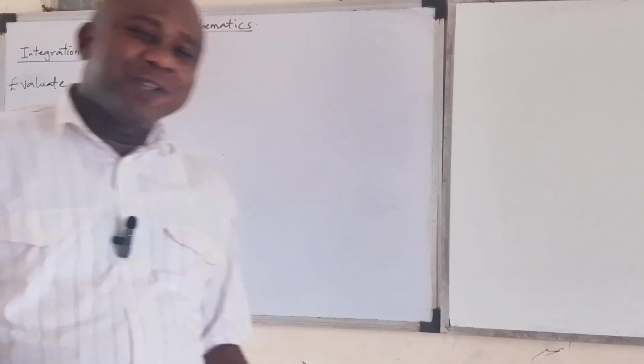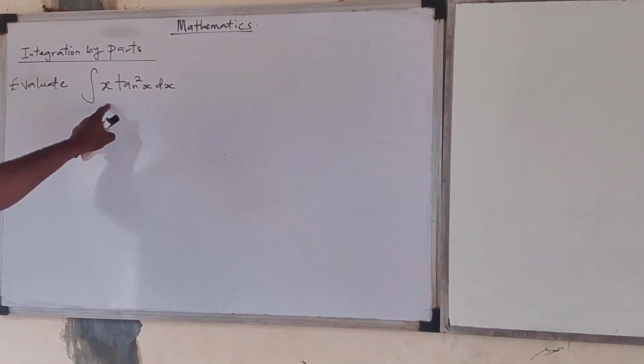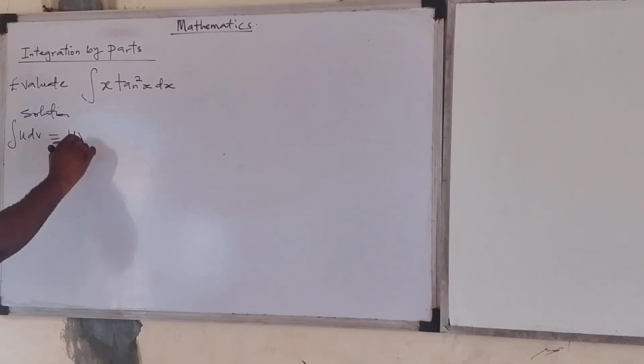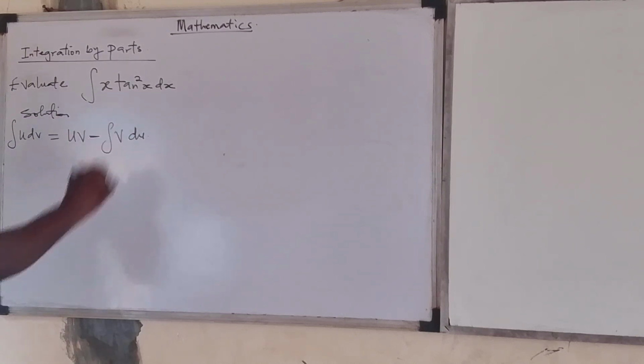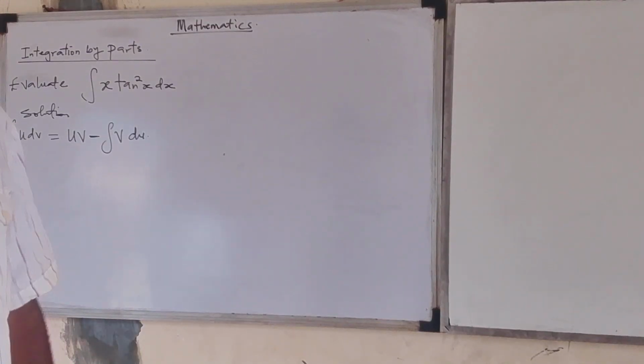Today we are going to be looking at a question under integration by parts. Here we are asked to evaluate the integral of x tan squared x dx. Now, solution. Remember, for integration by parts, the integral of u dv is equal to uv minus the integral of v du. Yes, this is integration by parts.